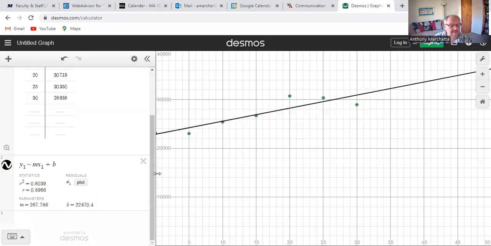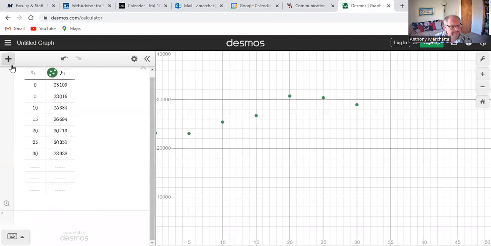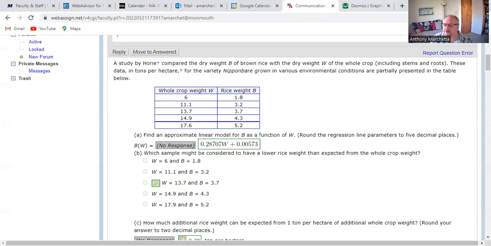In Desmos, let me clear what I have here. What question is that again? Let's see, this is number, I asked that question, right? Yes.